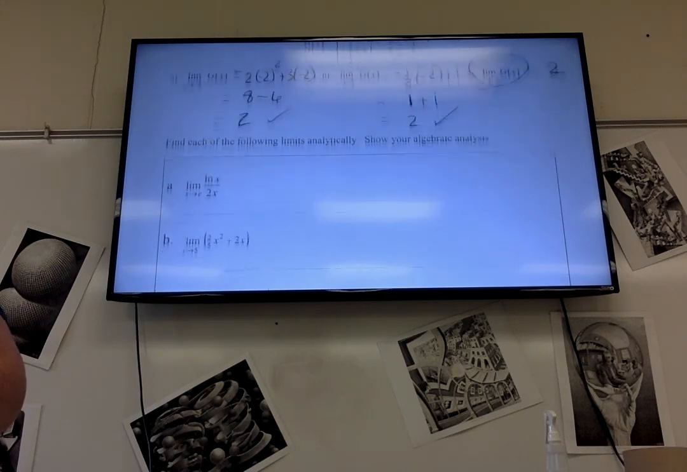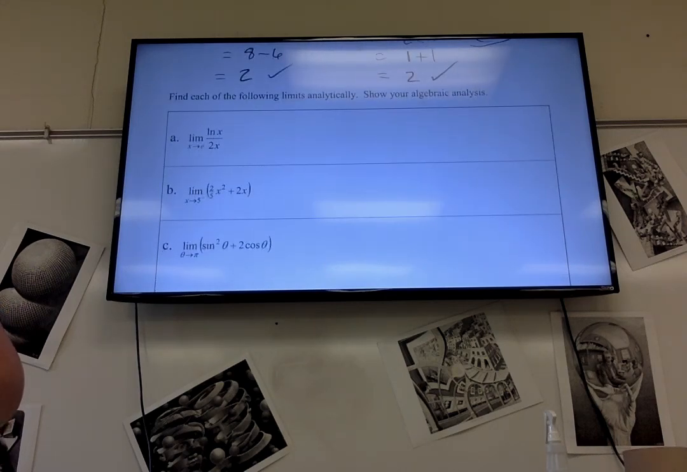Okay, so for the first one, we are learning how to solve these algebraically, which just means we're plugging in what x is approaching. So this is the natural log of e over 2 times e. Now, does anybody know what the natural log of e is? We can figure it out, right?